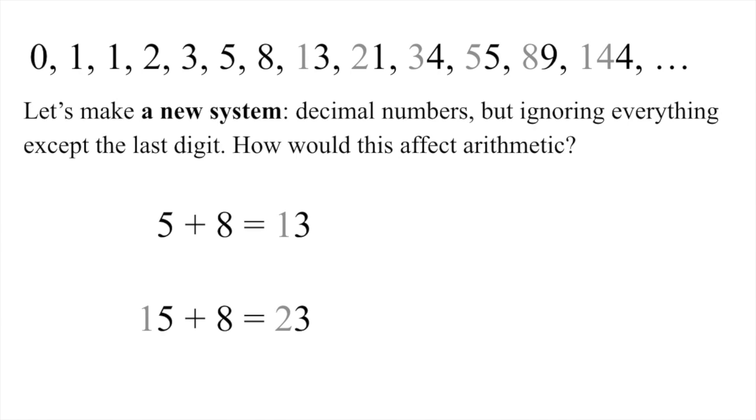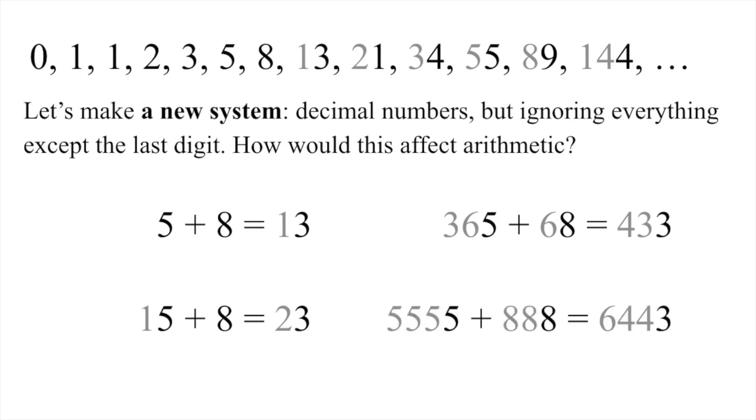And indeed, 15 plus 8 is 23, which, if we only look at the last digit, becomes 3. We can try a couple more examples as well. So 365 plus 68 is 433, and 5,555 plus 888 is 6,443, all numbers that end in a 3. So it seems like 5 plus 8 equals 3 is a consistent fact within this new system.